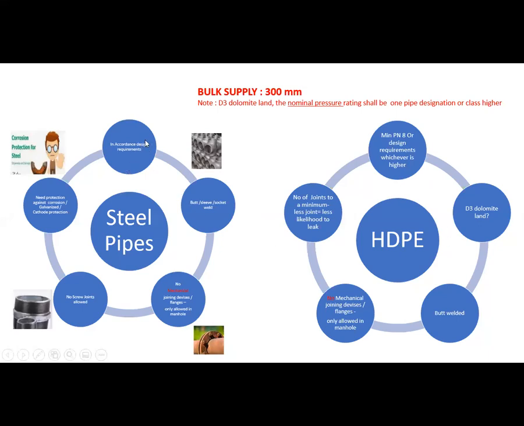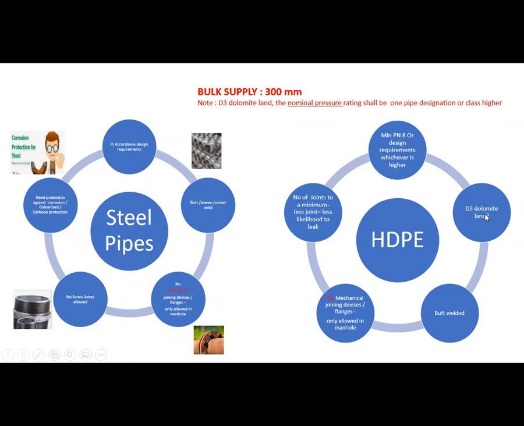So you need to follow the design requirements. It can be butt, sleeve, socket welded. No mechanical joining devices unless it's in a manual. No screw joints allowed. And remember, you need to protect the steel pipes against corrosion, galvanized, that cathode protection that I spoke about. On this pipe size, on the HDPE, let's run through it again. Minimum pressure, a nominal pressure of 8 bar, or the design requirements, whichever is higher. So if the design requirement says you need to use 12, then obviously you work with that.